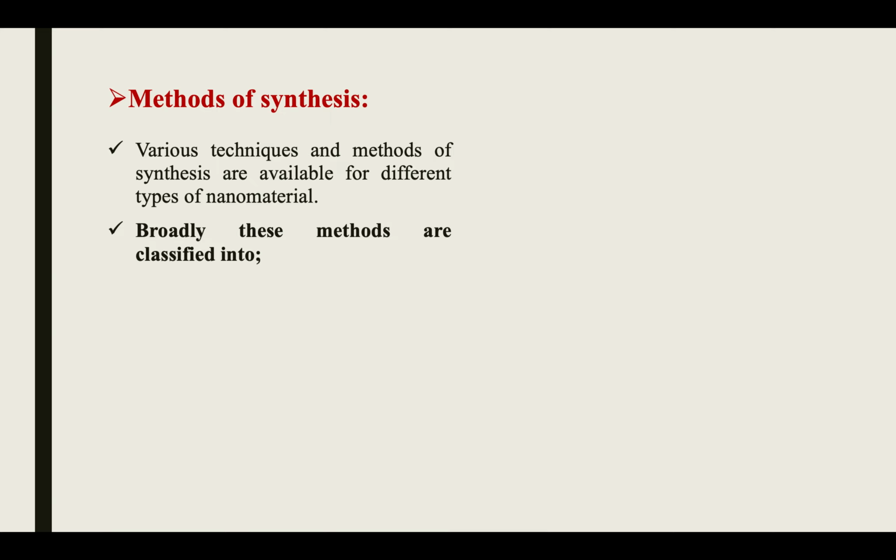Broadly these methods are classified into four types: physical method, second is chemical method, third is biological method, and fourth is hybrid method. Any two can combine and form one method. So these four types of methods are there to synthesize any nanomaterials.